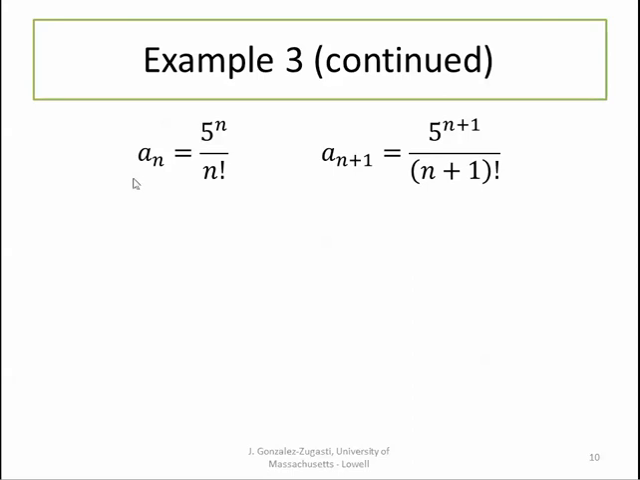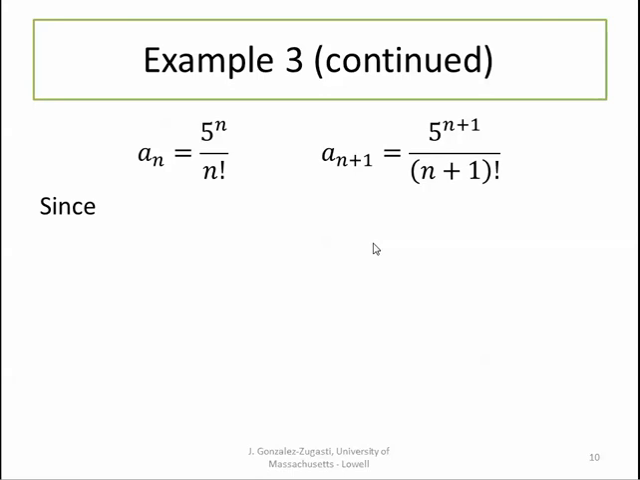So the terms of our sequence a sub n were 5 to the n over n factorial. That means our n plus first term is, everywhere there's an n here, I plug in an n plus 1. So it becomes 5 to the n plus 1 over (n plus 1) factorial. And when you write this, you have to put parentheses around the n plus 1. If you just wrote n plus 1 factorial without the parentheses, you're saying you're adding the number n to the number 1 factorial. So it's really important that you put parentheses there.